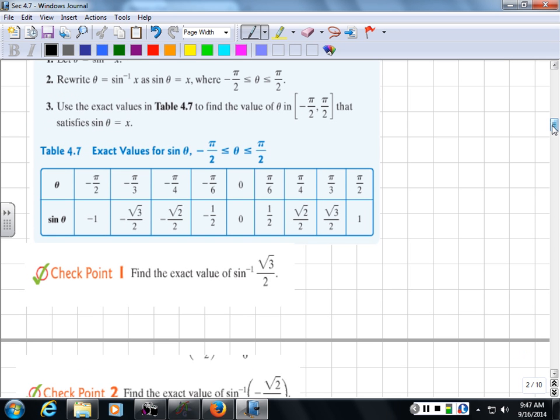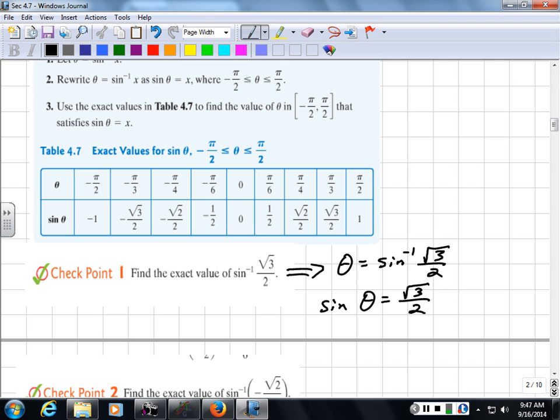So we look at checkpoint number 1. It says find the exact value of the inverse sine of the square root of 3 over 2. That means I'm going to rewrite this: I'm looking at theta is equal to the inverse sine of the square root of 3 over 2. Therefore, sine of theta is equal to the square root of 3 over 2. If the sine of theta is square root of 3 over 2, what's my theta going to be? Well, you should know this.